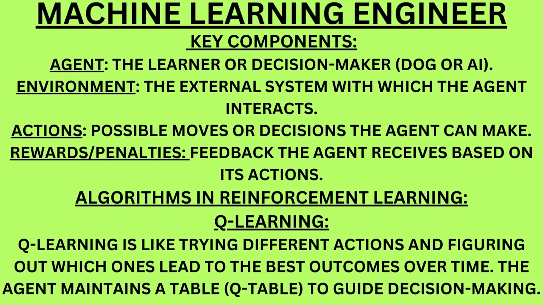Algorithms in reinforcement learning, Q learning. Q learning is like trying different actions and figuring out which ones lead to the best outcomes over time. The agent maintains a table, Q table, to guide decision making.